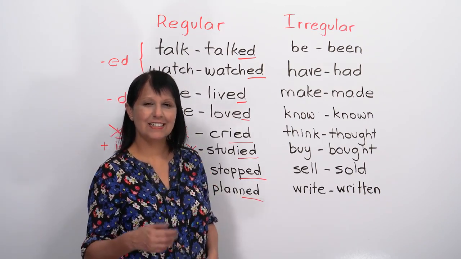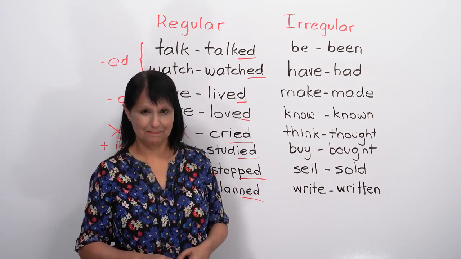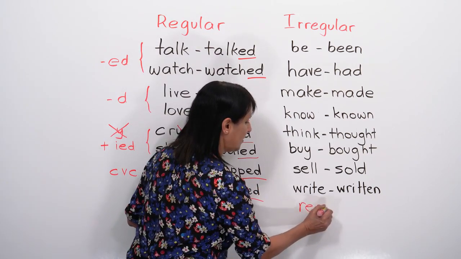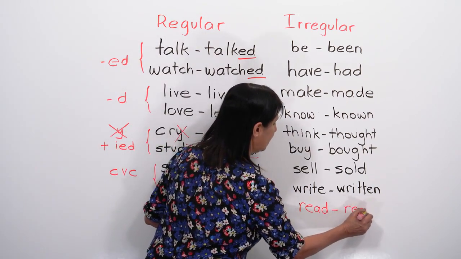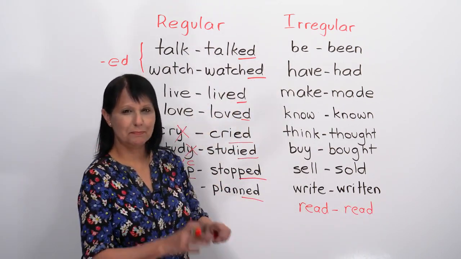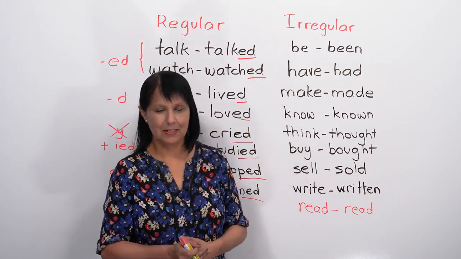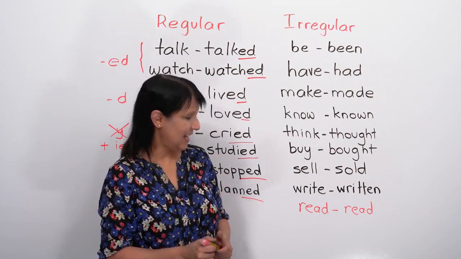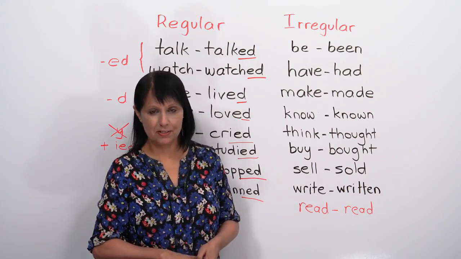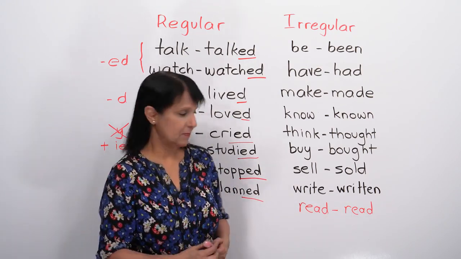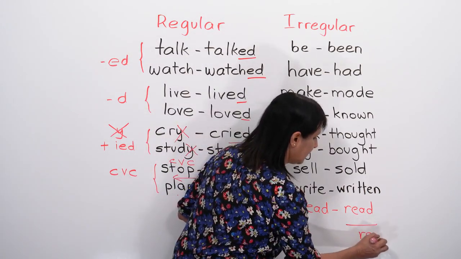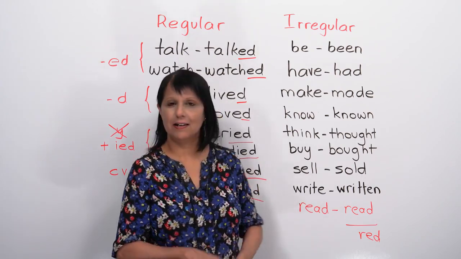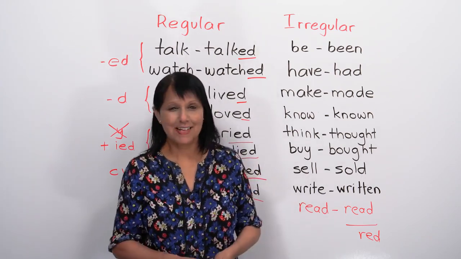Write, written. I had written. Okay? Now, the one word you might want to pay attention to is this word, read. Very interesting irregular verb, because in the base form of the verb we say read, but in the past simple we say read, like the color red. And also this third form, the past participle form, is read. So you pronounce this like the color red, but you spell it exactly the same. I know it doesn't make sense, but that's how it is.